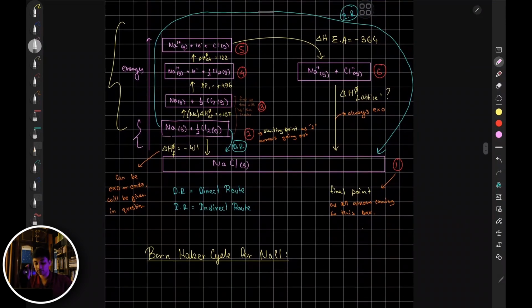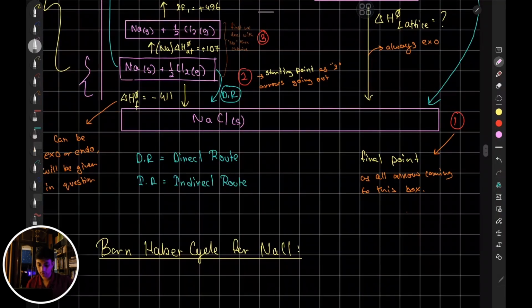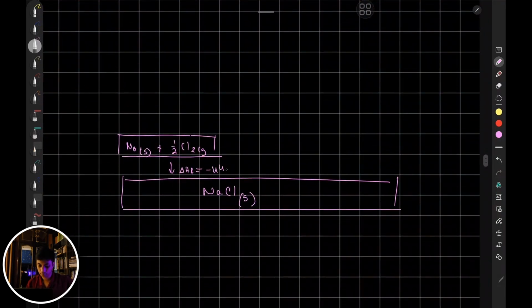Alright, so if we want to form NaCl, what is the direct approach? Directly by formation, right? And it is already given that the enthalpy change of formation is minus 411. So taking that into consideration, we can write. Now this is going to be a downward arrow because we know the enthalpy change is negative. Del HF is going to be minus 411. Great.